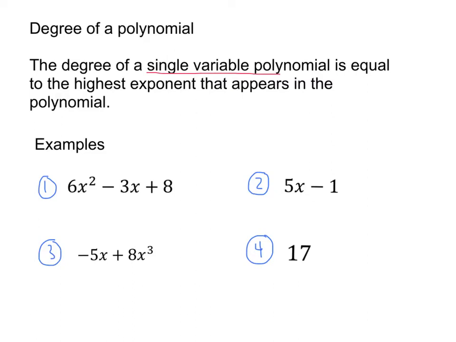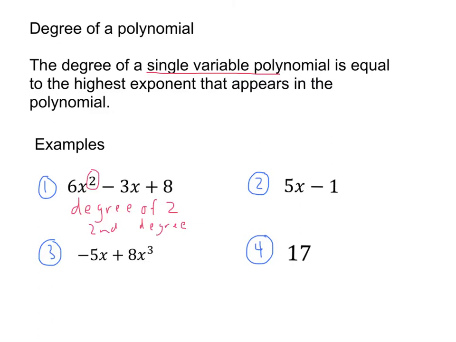So I've got 4 polynomials here. This first one, this has a degree of 2, right? Or we might say a second degree polynomial, right? Because the highest exponent is 2.